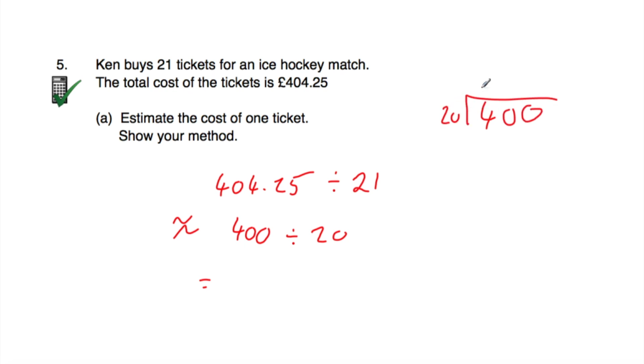So how many 20s go into 4? 0, remainder 4. How many 20s go into 40? That's 2. And how many 20s go into 0? That's 0. So that would be £20. So our estimate for the cost of the price of one ticket would be £20. And we've shown our method.